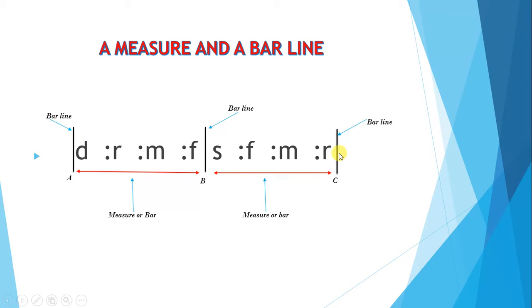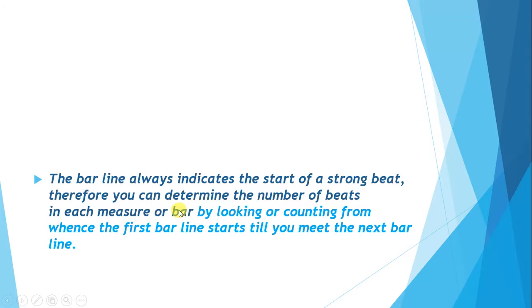So a bar line simply indicates where a strong beat starts. Are we together? A bar line indicates where a strong beat starts. And from one bar line to the other is called a measure or a bar. A bar line always indicates the start of a strong beat. Therefore, you can determine the number of beats in each measure or bar by counting from where the first bar line starts till you meet the next bar line.